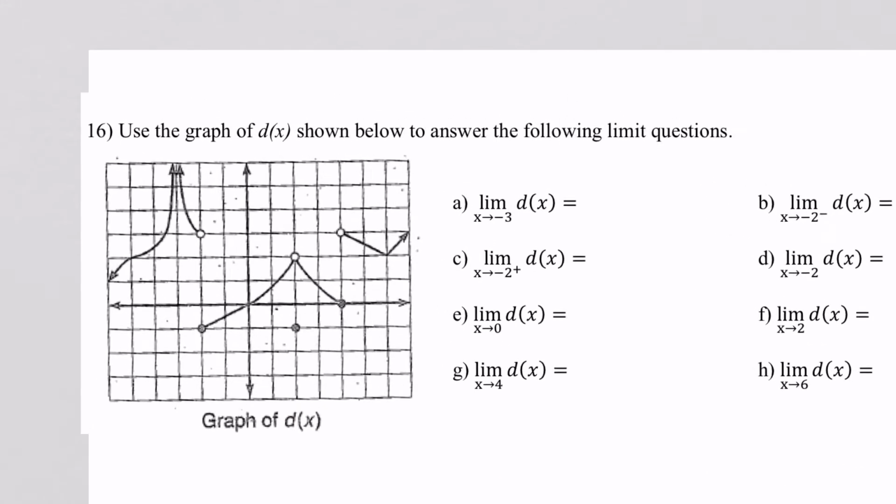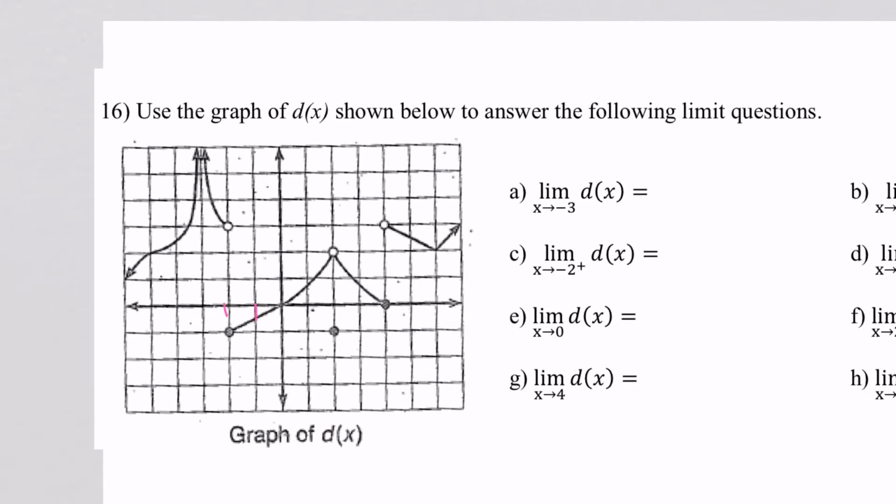Last problem. Find the limits as x approaches negative 3. Where's negative 3? 1, 2, 3. Boom, going up to infinity. Negative 2 from the right is right there, going to negative 1. 0, we have an x-intercept at 0.